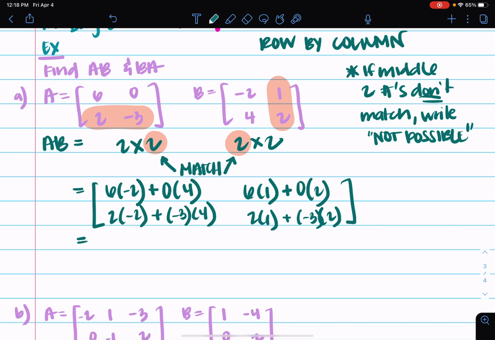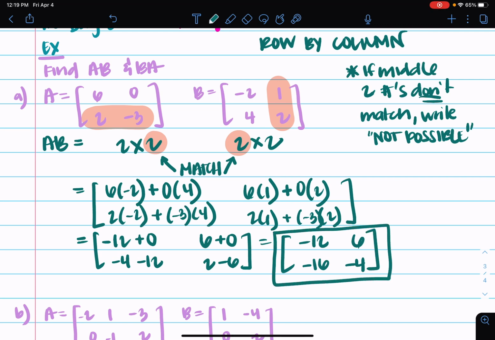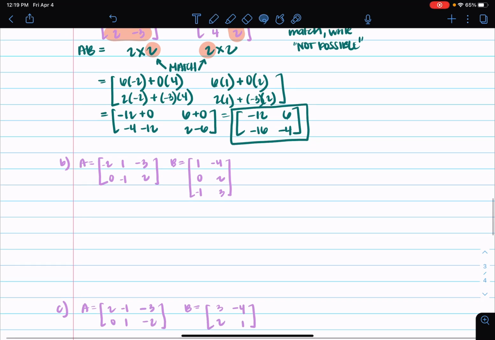We get negative 12 plus 0, negative 4 minus 12, 6 plus 0, 2 minus 6. Simplify it some more: negative 12, negative 16, 6, and negative 4. And so this is our final answer. Alright, I was about to ask any questions. So there's AB. I'm going to rearrange this so I can have some more space.